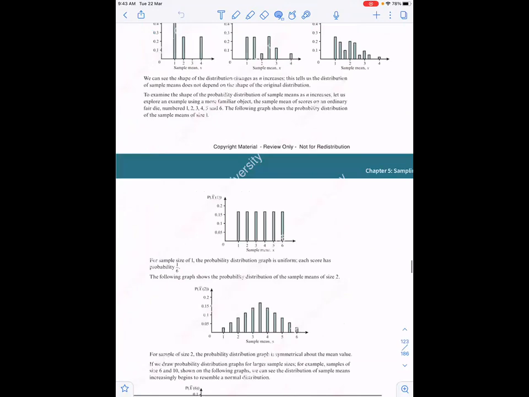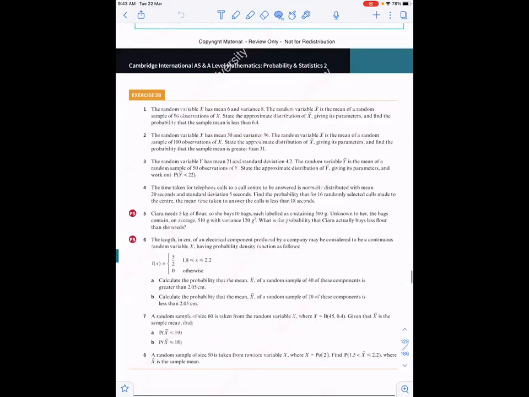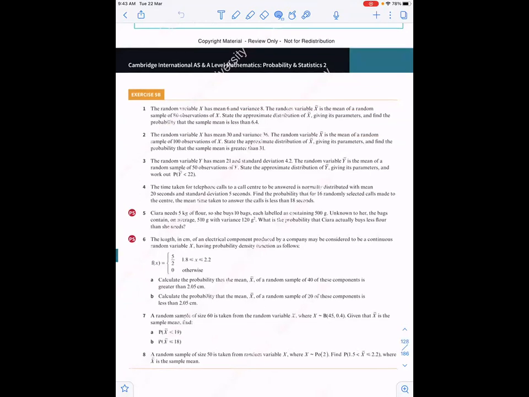Okay, moving on to the second exercise directly and giving you the core concept as to how we go about doing the questions. Now look here, exercise 5B.